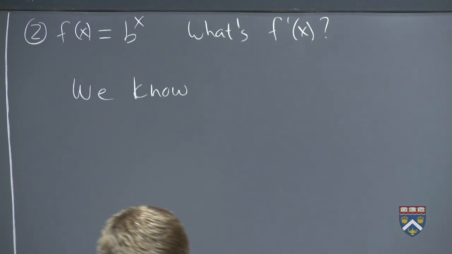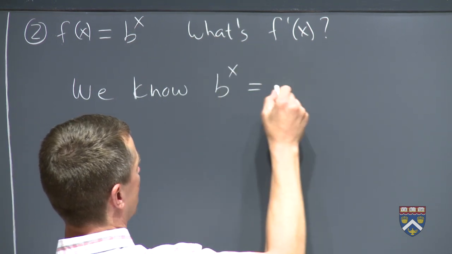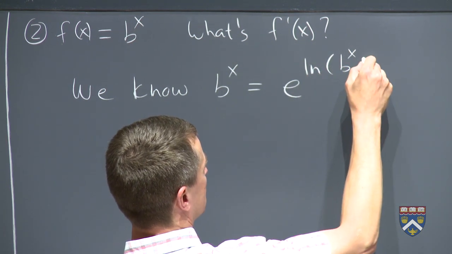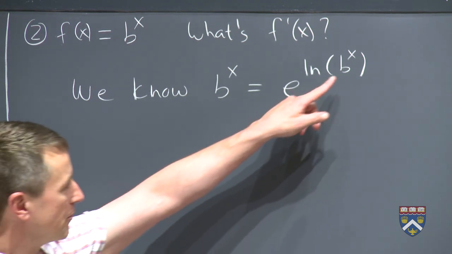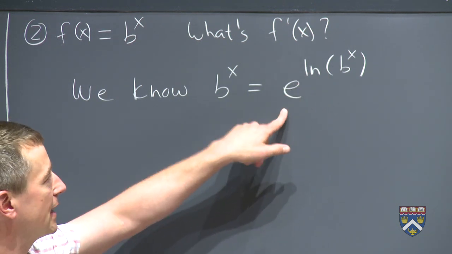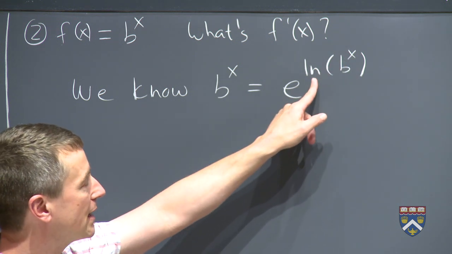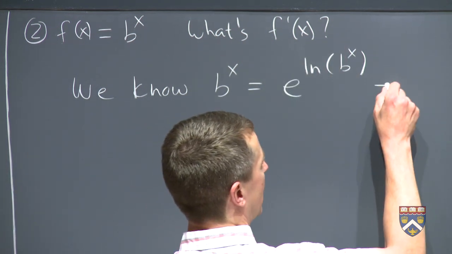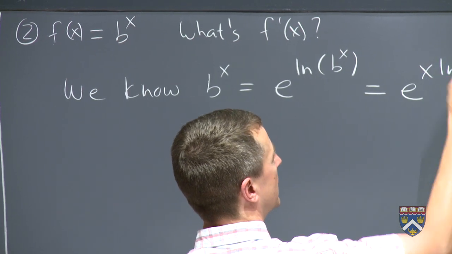We know that b to the x is the same as e to the ln of b to the x. I hope you agree with that, because if I put something into ln and then I put that answer into the e, they cancel each other out. But we have a log rule which says, what can I do with ln of b to the x? I can bring that x down. So that's the same as e to the x ln of b.